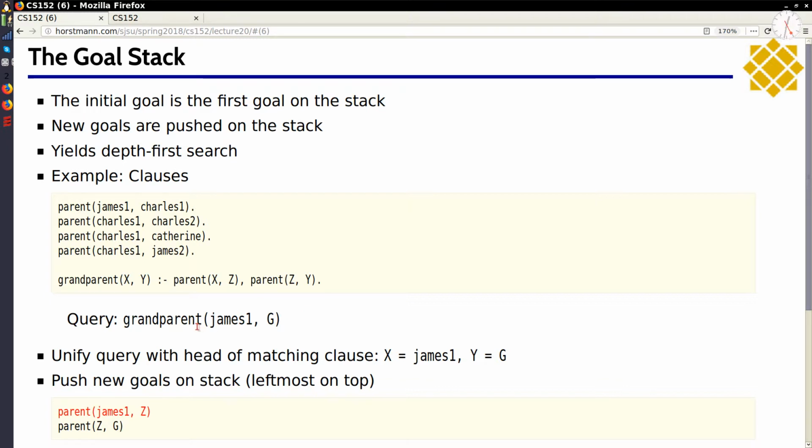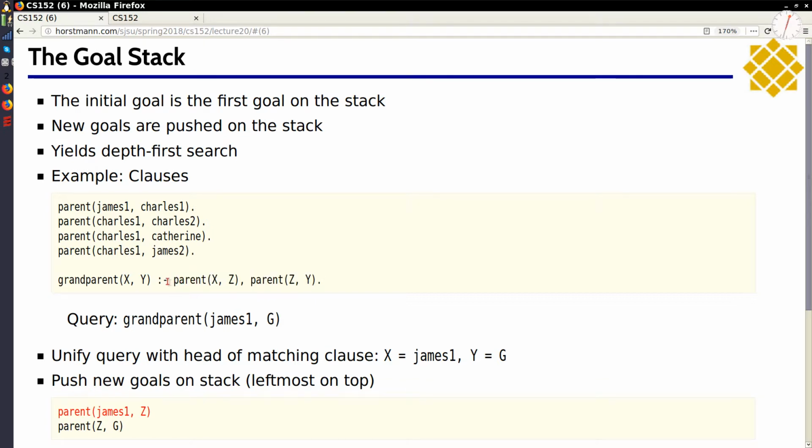What do I do? Well, I need to find out what the matching rules are. There's only one. I need to do unification. I unify this thing here with a head. That gives me a unifying substitution. In this case, we can just read it off: the substitution is x equals James I and y equals g. I now apply that substitution to all of the things on the right-hand side.